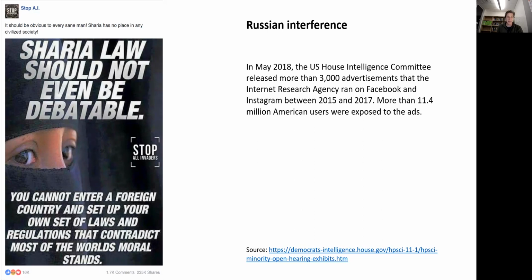And in May 2018, the committee released more than 3,000 advertisements that the Russian Internet Research Agency had run on Facebook and Instagram between 2015 and 2017. And more than 11.4 million American users had been exposed to these ads. And here we have an example of one of those ads from a group called Stop AI.